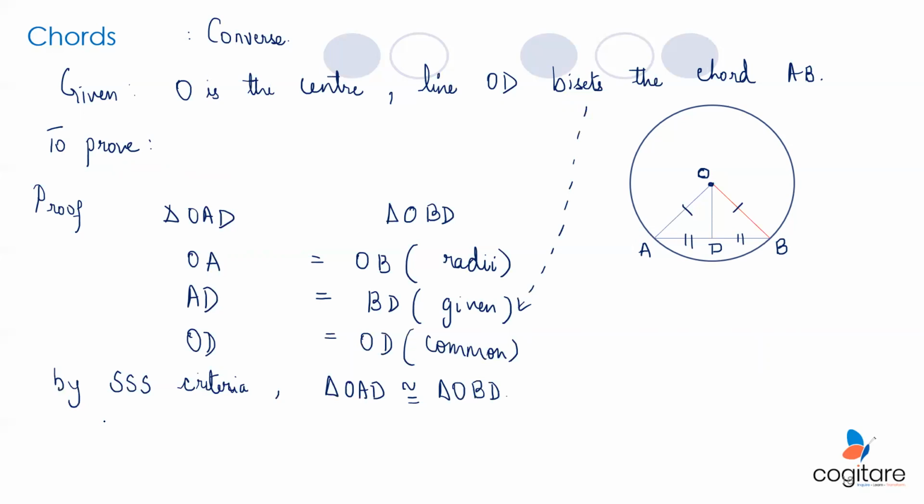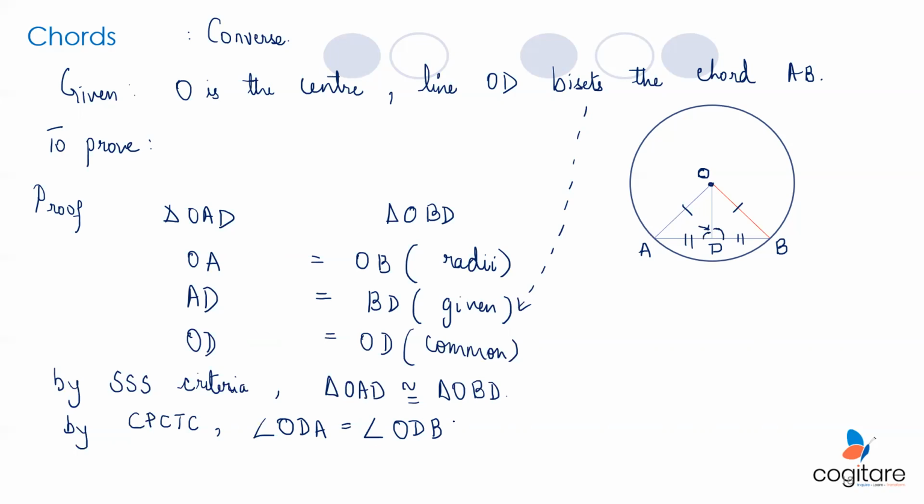Fine, we've reached all of this, but what do we need to prove? We really want to check if OD is perpendicular to AB, right? So let's look at this angle. I'll mark this angle by CPCTC. These two angles should be equal, right? What is CPCTC? Corresponding parts of congruent triangles are congruent. Angle ODA should be equal to angle ODB. Am I right? Otherwise, these two triangles won't overlap.